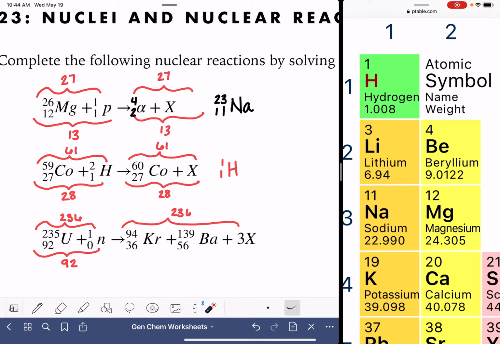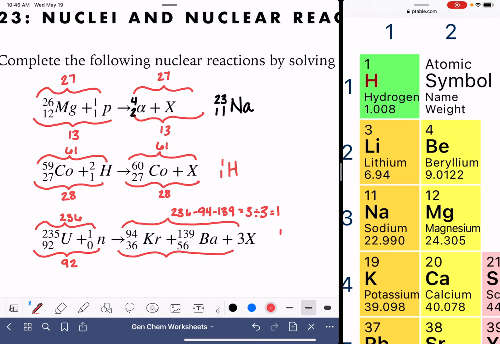I'm actually going to use my calculator for this just to make sure that I don't make any subtraction errors. To figure out what's being represented over here, the first thing I'm going to do is solve for the missing mass. I'm not going to think yet about the fact that it's 3X. I just want to figure out what the missing mass is going to be. 236 minus 94 minus 139 is 3, and that 3 is being distributed over 3 particles. So I want to divide by 3. That means each one of these X particles has a mass of 1.